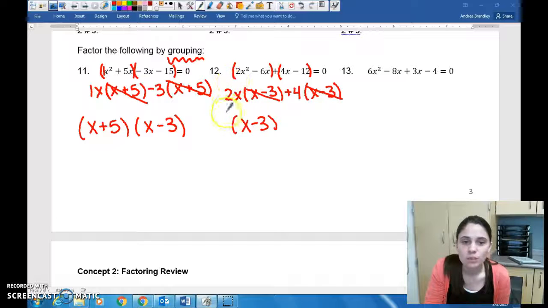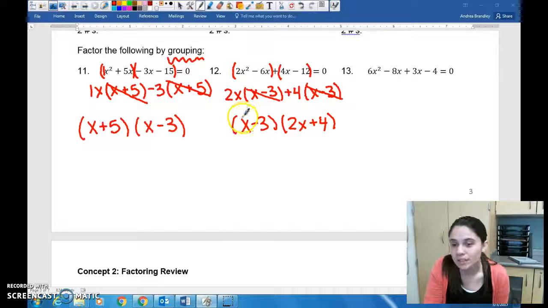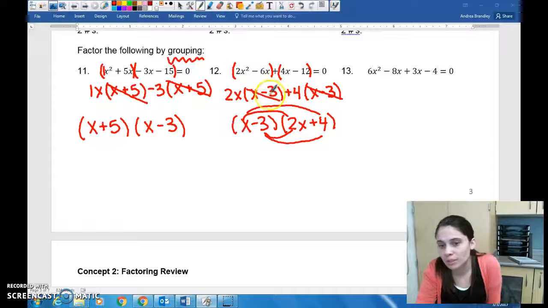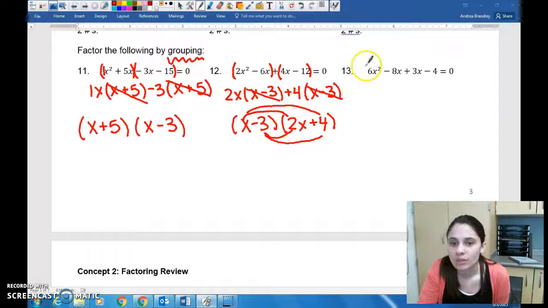And then I'm left with 2x plus 4. So my second set of parentheses has a 2x plus 4. And if I were to FOIL this, if you use the term foiling, or distribute as my preferred term, so if I did x times 2x and x times 4 and I multiplied this back out, I would get exactly this. So basically we're distributing but backwards. So let me show you one more time on 13.